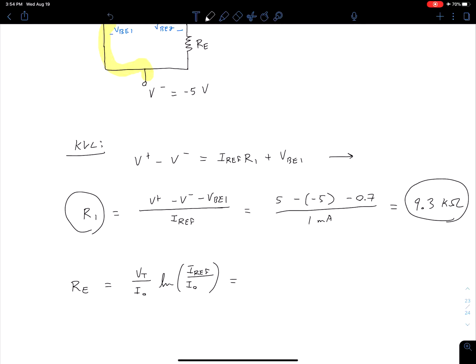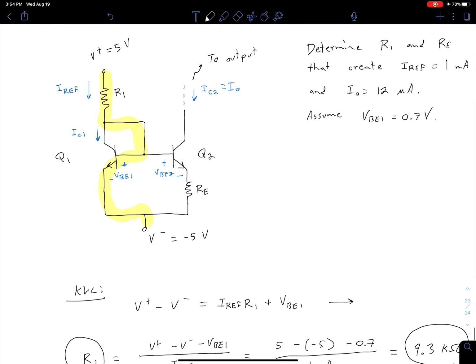So now we plug in our values. Remember, our VT is our thermal voltage, which is equal to kT over q. Oftentimes you don't need to actually calculate that. If we assume room temperature, that's about 26 millivolts. That's something good to know, for example, for the FE, you might see that. Our output current is 0.012 milliamps, or 12 microamps.